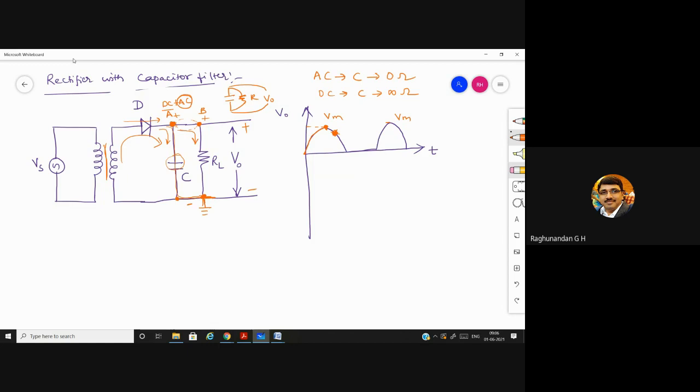Any other answer? See, I'll tell it again. Now, when the voltage at node A reaches this point, the capacitor will also reach this point. It has charged itself to this point. And once the capacitor charges to the peak value, it will not suddenly discharge. Its voltage will not suddenly fall. It will take some time to discharge.